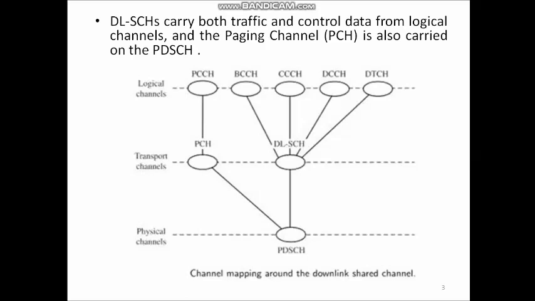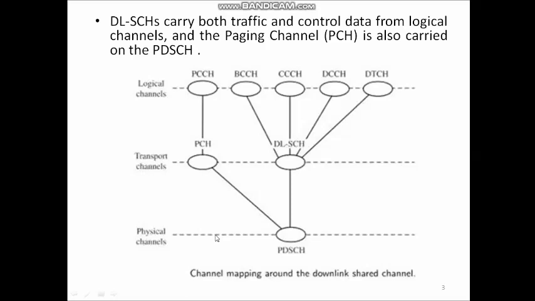Okay, downlink shared channels carry both traffic and control data from logical channels, and the paging channel PCH is also carried on the physical downlink shared channel. This we can understand from this figure. This shows channel mapping around the downlink shared channel with a hierarchical structure. We have physical channels, transport channels, and logical channels. So, PCH and DLSCH are the transport channels. These are used by the physical layer to provide service to the MAC, medium access control.